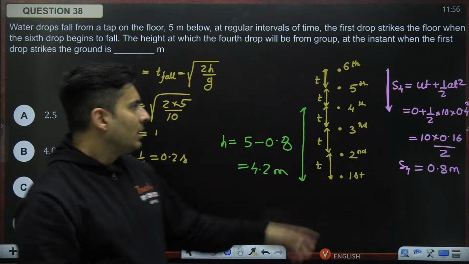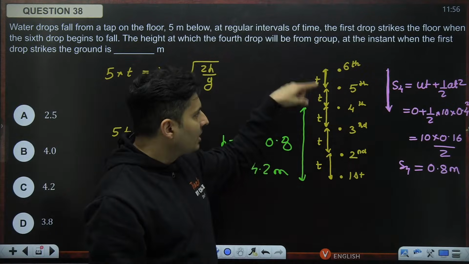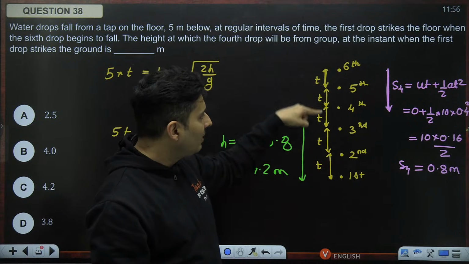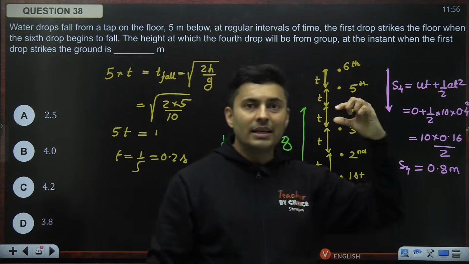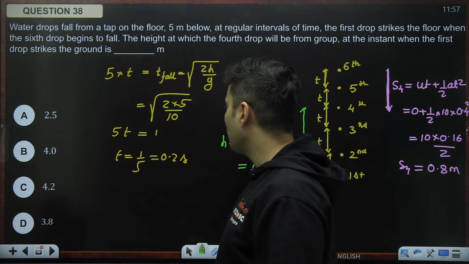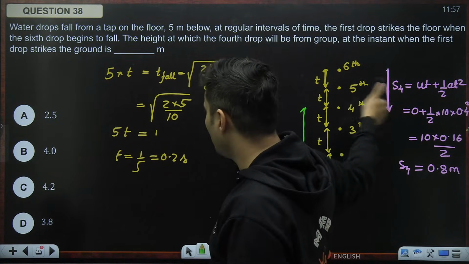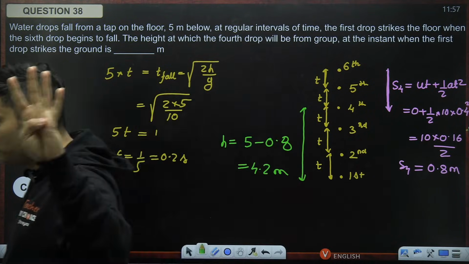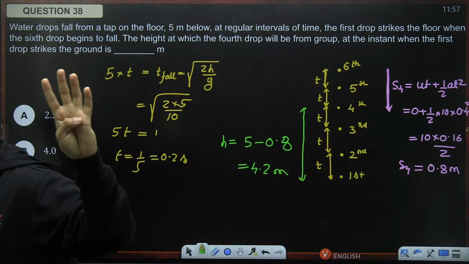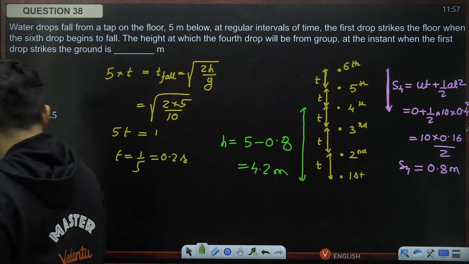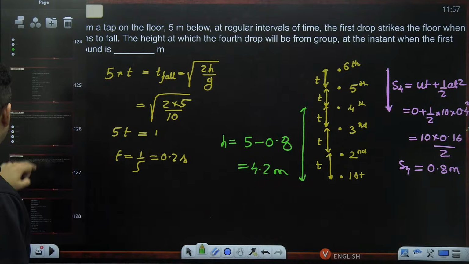Okay. So here when I substitute the time for the fourth drop, 1 and 1, so 2 time intervals are over. 1 time interval was 0.2 seconds. So I have substituted the time as 0.4 seconds, guys. Okay. Cool. Let's go to the next question.